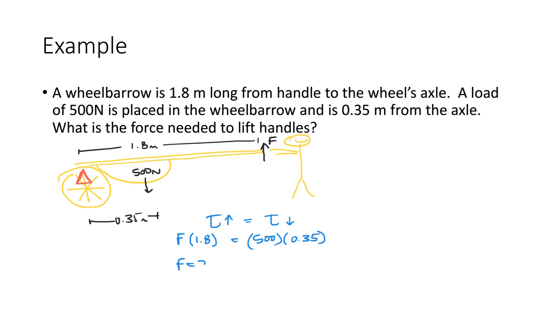I calculated that the person has to apply 97.2 newtons of force upwards in order to lift a load of 500 newtons. That is pretty incredible that you can apply only 97 newtons to lift a load of 500, and that's an example of the power of a simple machine. Think of all the work you're saving.